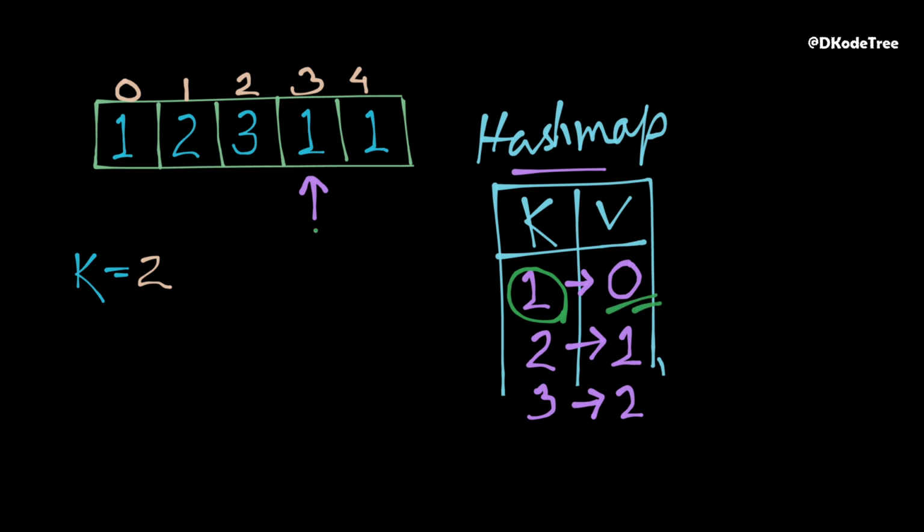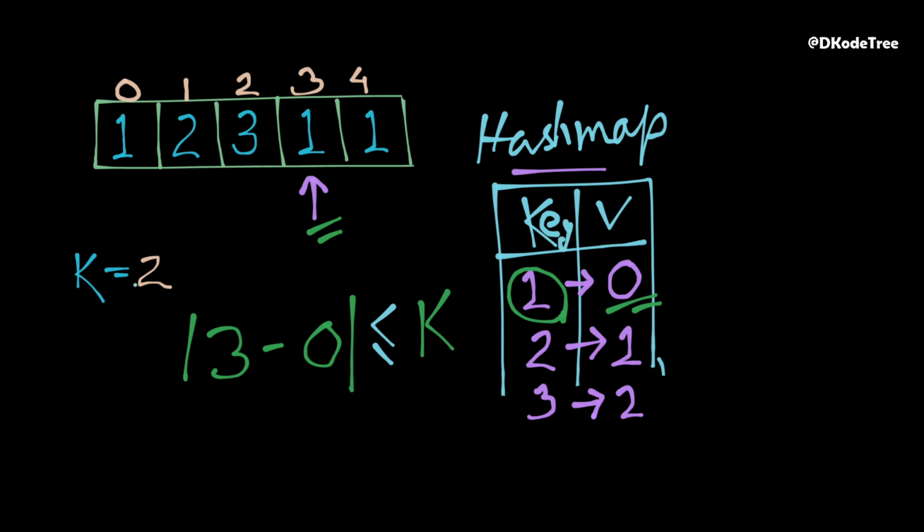But now we have to check, is it within the k range? We check the absolute value of the current index minus the index of the previous one and then confirm if it is less than or equal to k or not. For clarity, note that this is the key and value of the hash map and this is the k we are talking about.